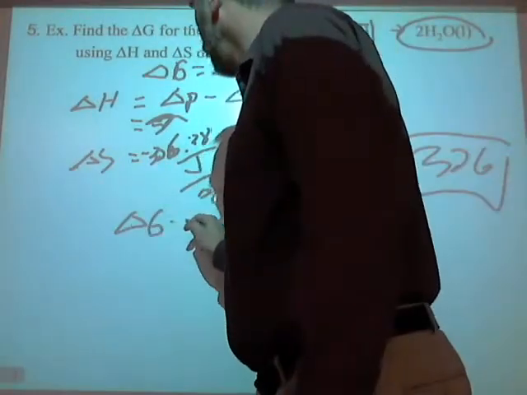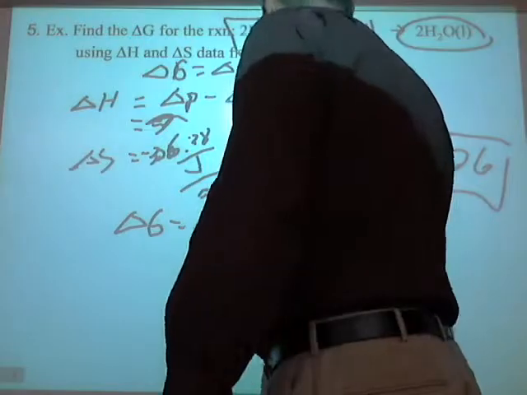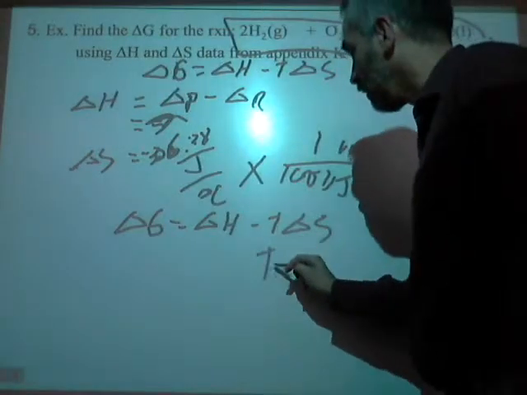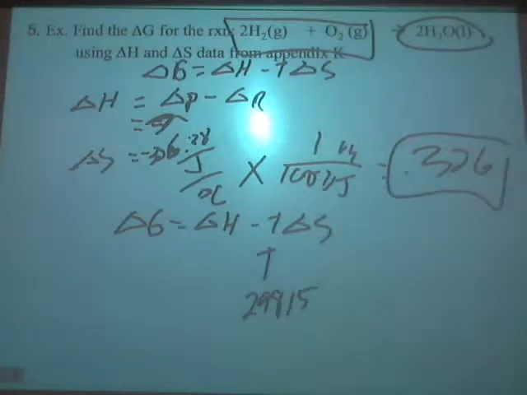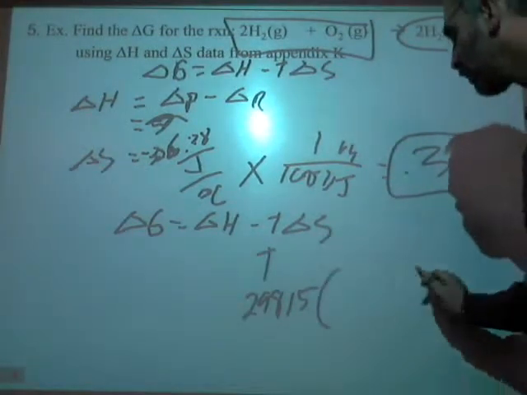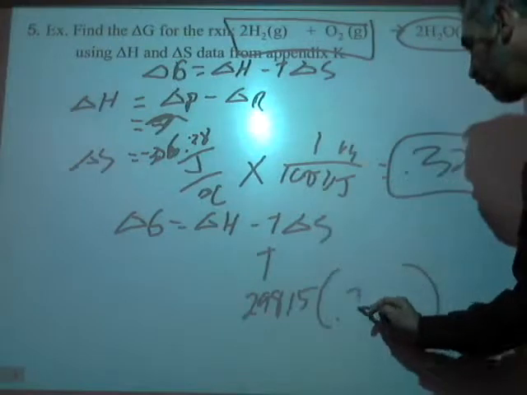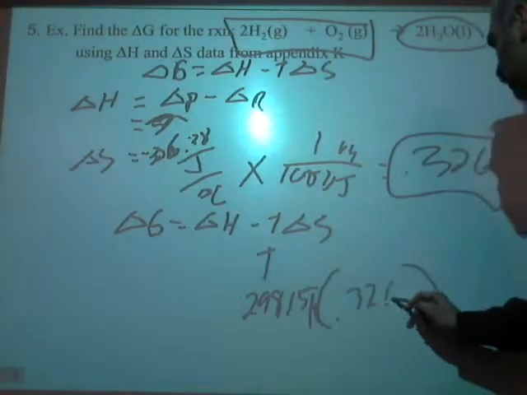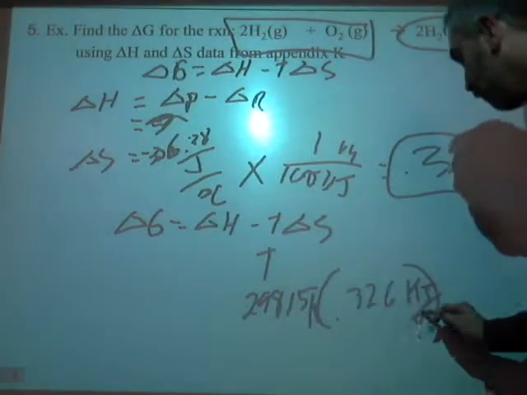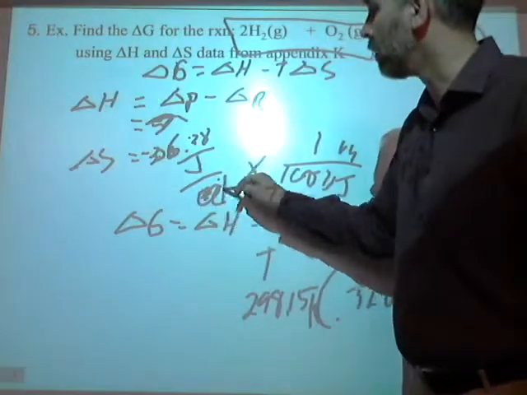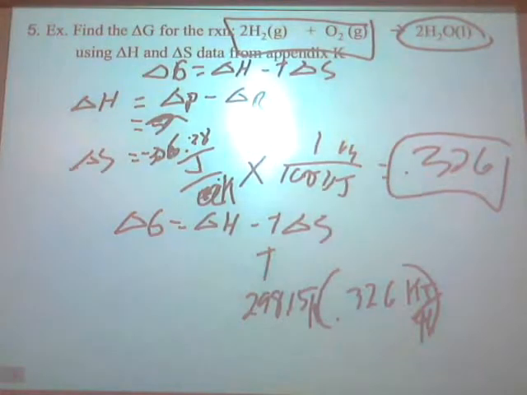Okay. So delta G equals delta H minus T delta S. Your T is 298.15. That's your temperature. It's right in the back of the book or on that chart. You're going to multiply that by your 0.326, because that's in Kelvin, kilojoules per degree Celsius, per Kelvin. I said degree Celsius up here. It should have been Kelvin. I'm doing this very fast, I know.